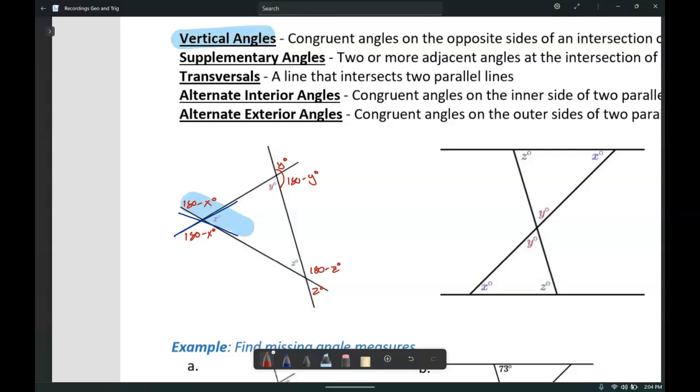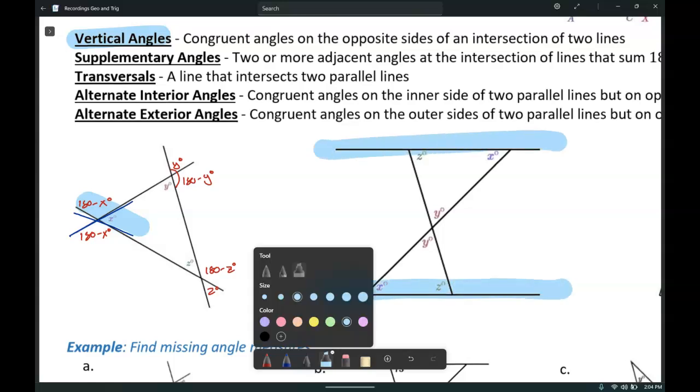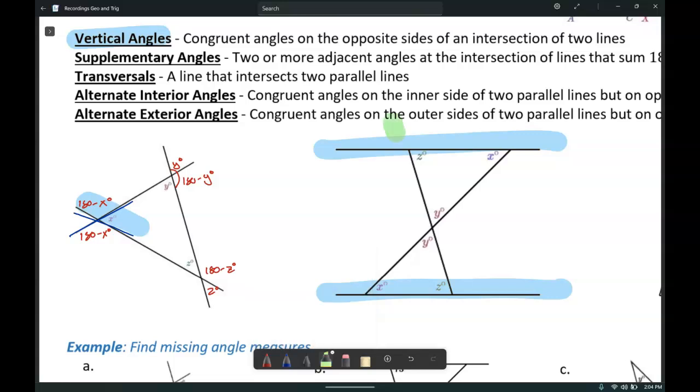We also have this concept of transversals. When we have two parallel lines, so this line here, as well as this line here, those are drawn poorly, let me just highlight them. This line here and this line here are parallel. And then any line that intersects both of those is called a transversal. And we have these special relationships within transversals.